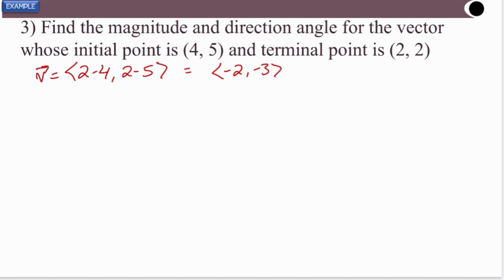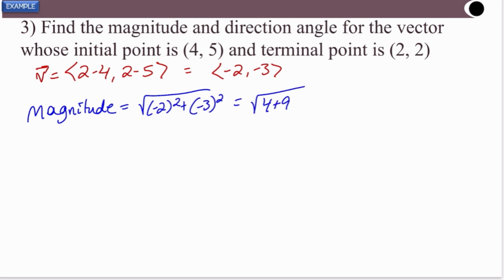The magnitude, we've done that already, is going to be the square root of (-2) squared plus (-3) squared. So that's the square root of 13. Okay, that was part of our question, and there's our answer. They also want us to find the direction angle.